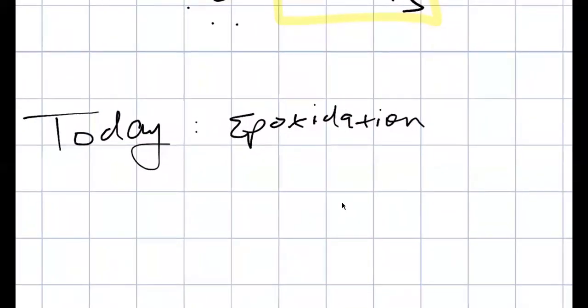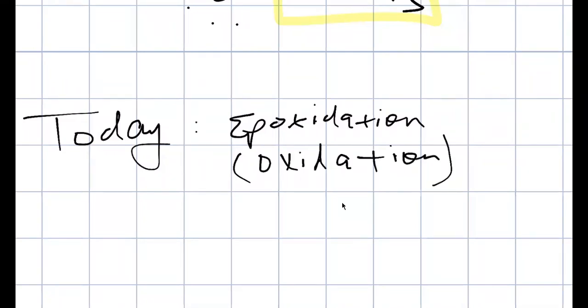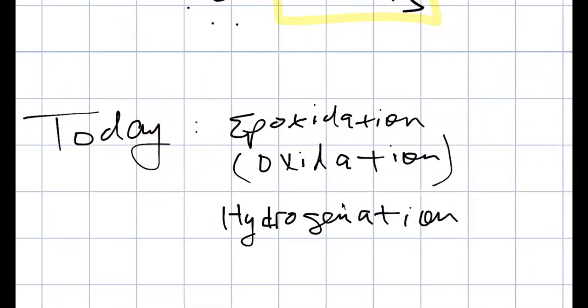Today we're going to cover a couple of reactions. We're going to cover epoxidation, because it's still a type of oxidation reaction which we've been doing. And we're also going to cover hydrogenation. Right, so those two reactions. And then there's a handout, well, there's a part of this handout that we're going to start working on, to kind of get some practice doing these reactions.